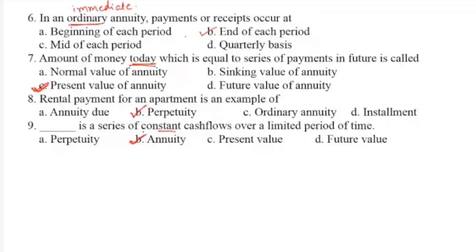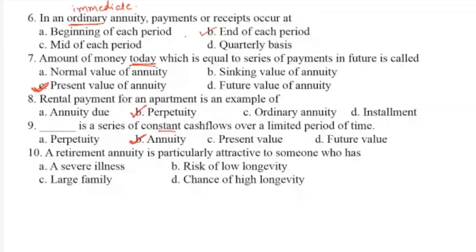Constant cash flow. The retirement annuity is particularly attractive to someone who has a severe illness, risk of low longevity, large family, or chance of high longevity. What do you mean by risk of low longevity? After retirement, he dies immediately, within a year, 2 years, 3 years. High longevity means he lives for more years. So retirement annuity is attractive. The longer you live, the better. Generally retirement is at the age of 60, and if you die at the age of 90, you get your pension for 30 years. That is better.